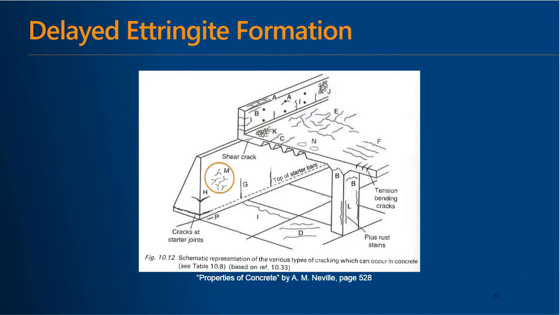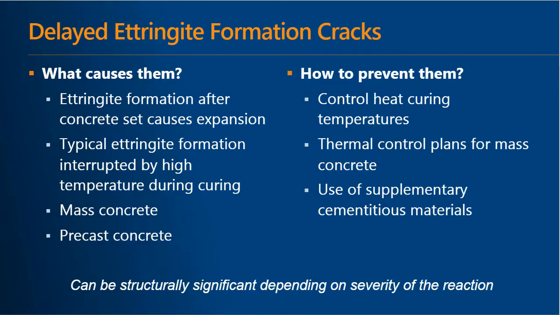Now we'll move on to DEF, which I've also highlighted with the letter M, and Neville doesn't actually include this on the diagram because this is one of the rarer types of cracking that we deal with. And really, delayed ettringite formation is a type of internal sulfate attack versus external sulfate attack. To take a step back, ettringite is a hydration product of Portland cement. It forms in all concrete as the cement hydrates, and it lives within the concrete with no deleterious effects typically. But if concrete reaches too high of a temperature during curing, typical ettringite formation is delayed, hence the name.